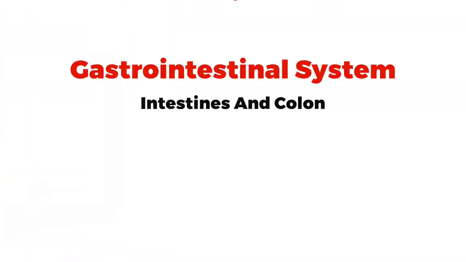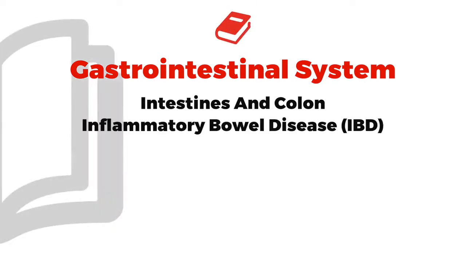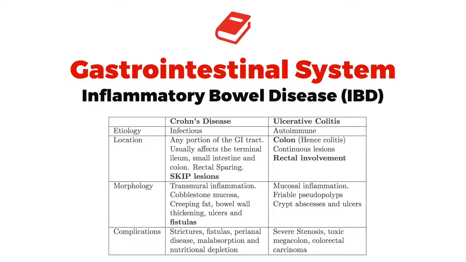All right, if we continue on with the GI tract, then we need to talk a little bit about the colon. The first thing we're going to talk about is inflammatory bowel disease. I think the best way to look at this is by putting it on a chart between the two diseases that it represents. The first one is Crohn's disease, and the other one is ulcerative colitis, okay? So Crohn's disease, ulcerative colitis, a couple big differences.